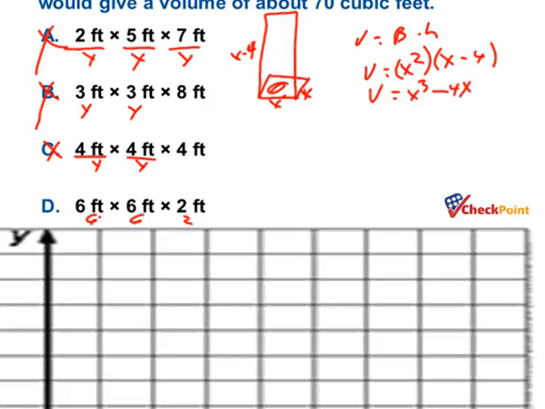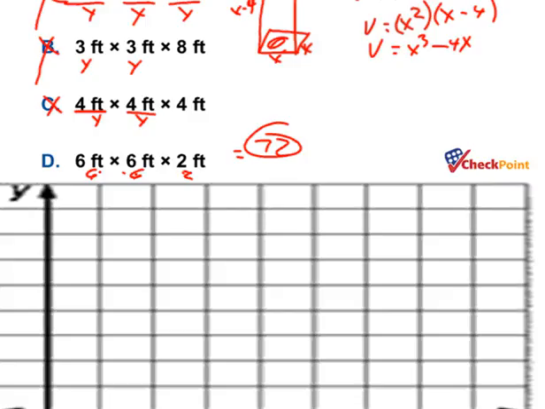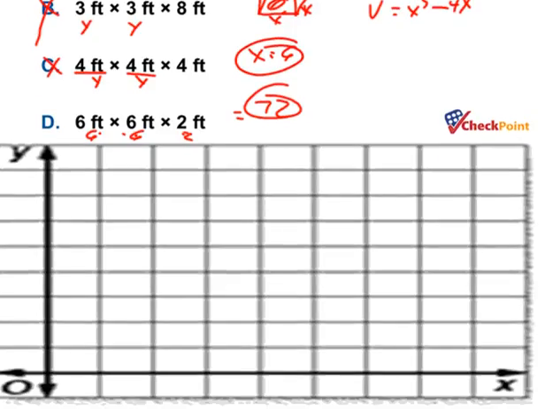Let's figure this out. 6 times 6 is 36, times 2 would be equal to 72. That's a very close approximation. So we think we're going to get a graph here at 72, or about 6. x is equal to 6, and I'm going to stop right there. That works just fine. We can quit at that point.